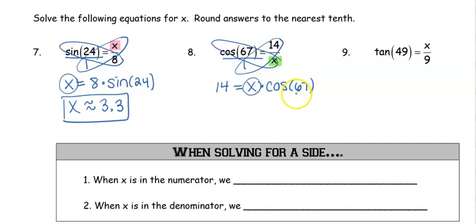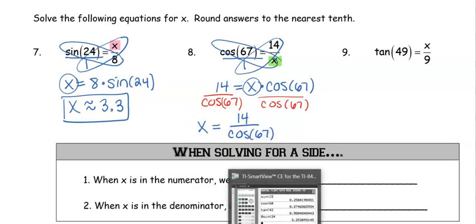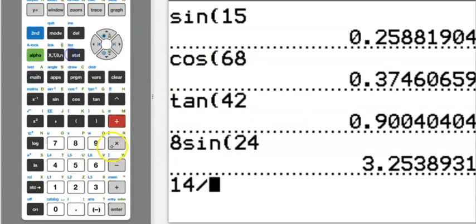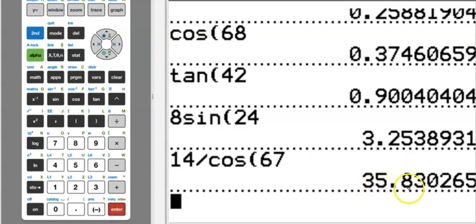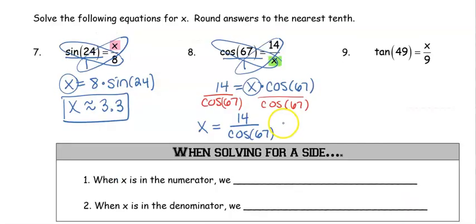So the opposite of multiplying by cosine of 67, to move it over, I'm going to divide both sides by the cosine of 67. So x is equal to 14 divided by the cosine of 67, and then we go to our calculator. 14 divided by the cosine of 67, 35.83. So the 3 tells me that the 8 is going to stay the same. So we get x is going to be about 35.8.